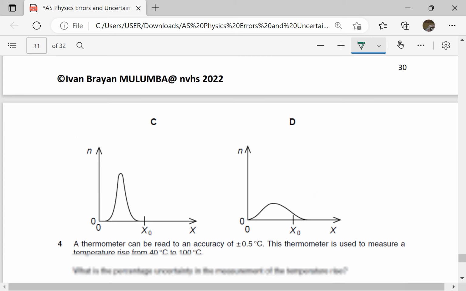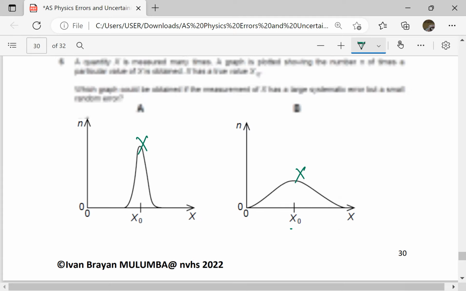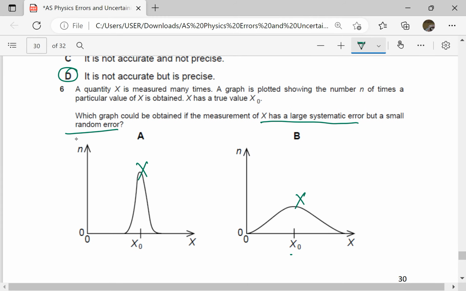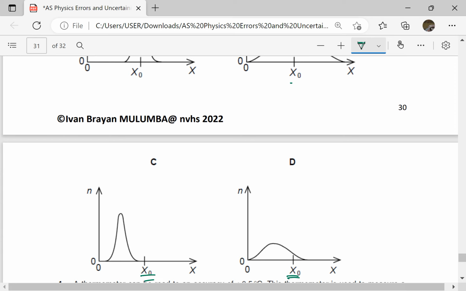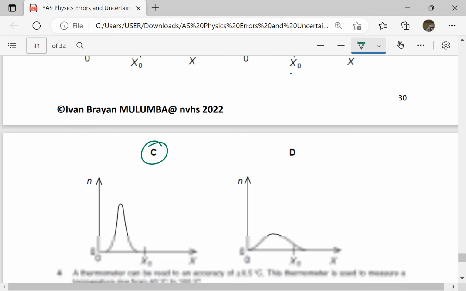Large systematic error: here there is a systematic error, there is also systematic error here. Large systematic error, but small random error. Small random error means values are precise, so the peak must be narrow. Therefore, the answer would be C. Here the peak is wider, so there is a large random error.